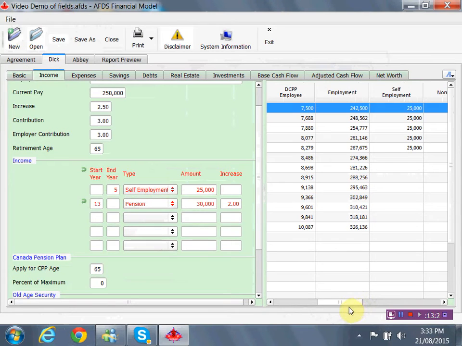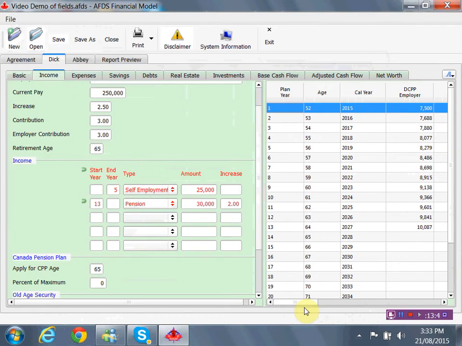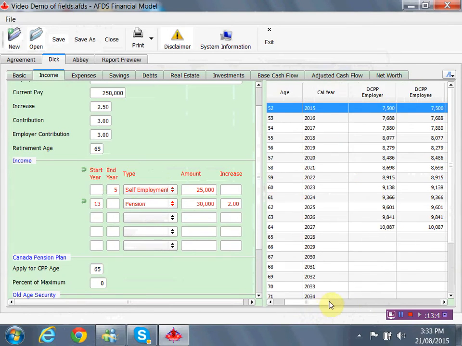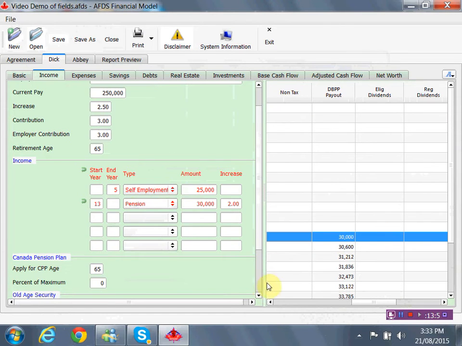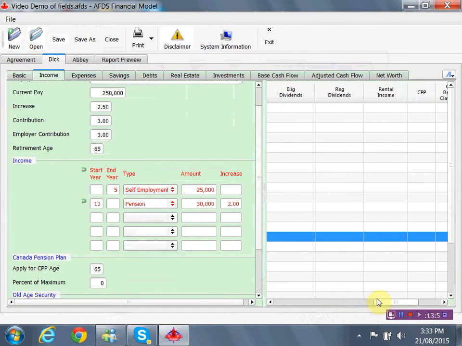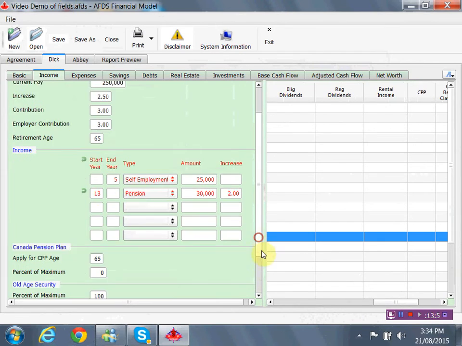And what you can look at, here you see the self-employed, here you've got him putting money into the plan. And if we keep going, that just gives you his age and year. And here we're seeing the $30,000 start with his pension. And right now that's all we have.